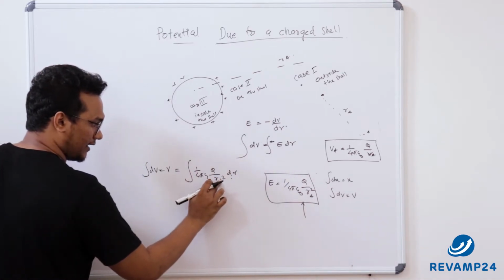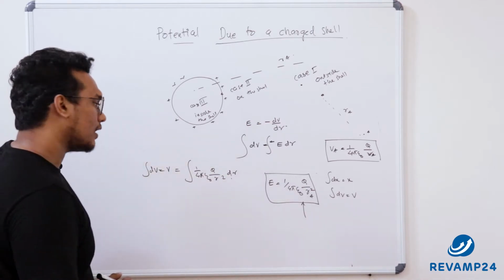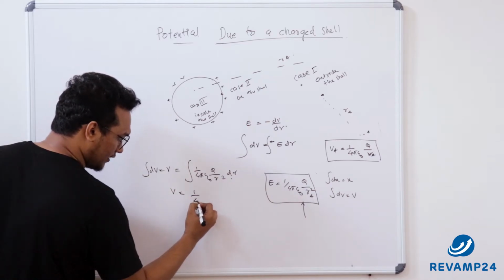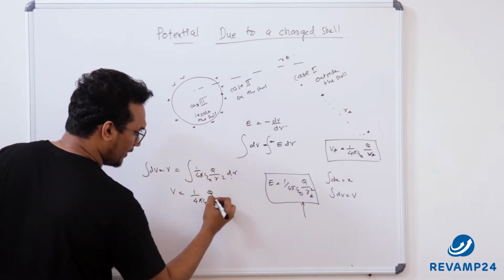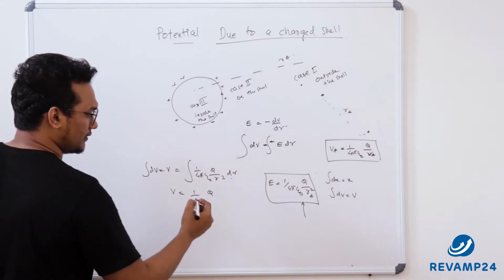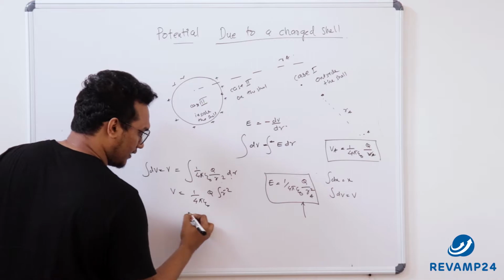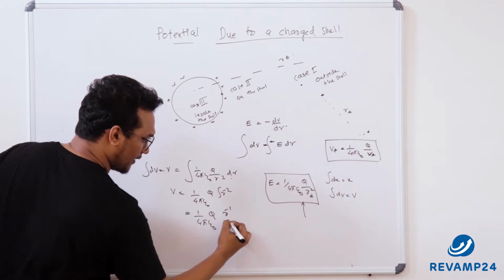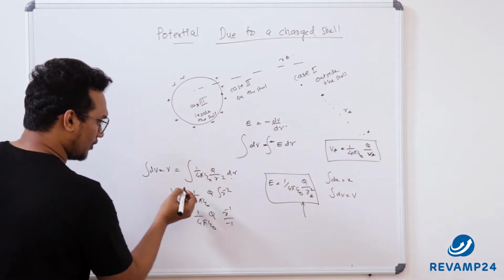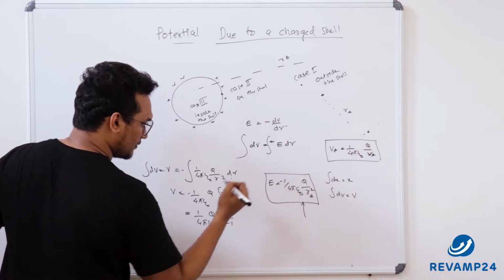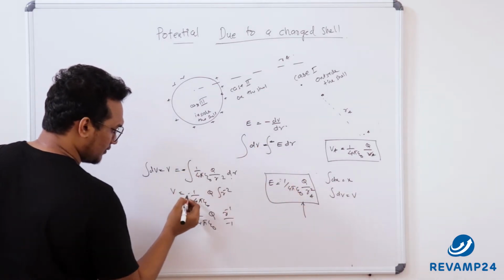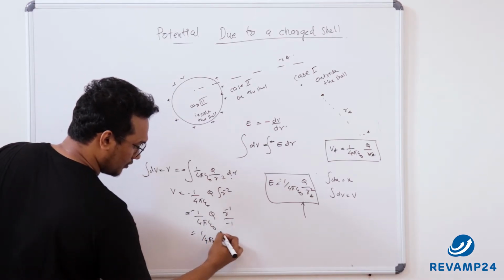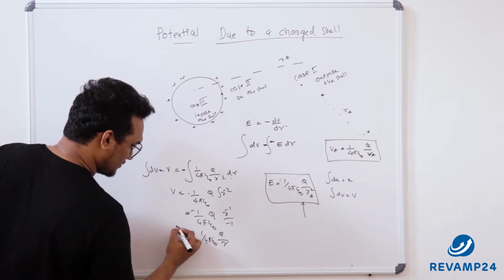Here it is anyway integration, right? So I'll take an arbitrary position r. Now V is equal to, integrating it, I can take the common term outside: 1 by 4 pi epsilon 0 q, and 1 by r square, that is r power minus 2. What is the integral of this? R power minus 1 divided by minus 1. And I already have a minus here, so this minus and minus will cancel, and the value will be 1 by 4 pi epsilon 0 q by r, that is the integral.